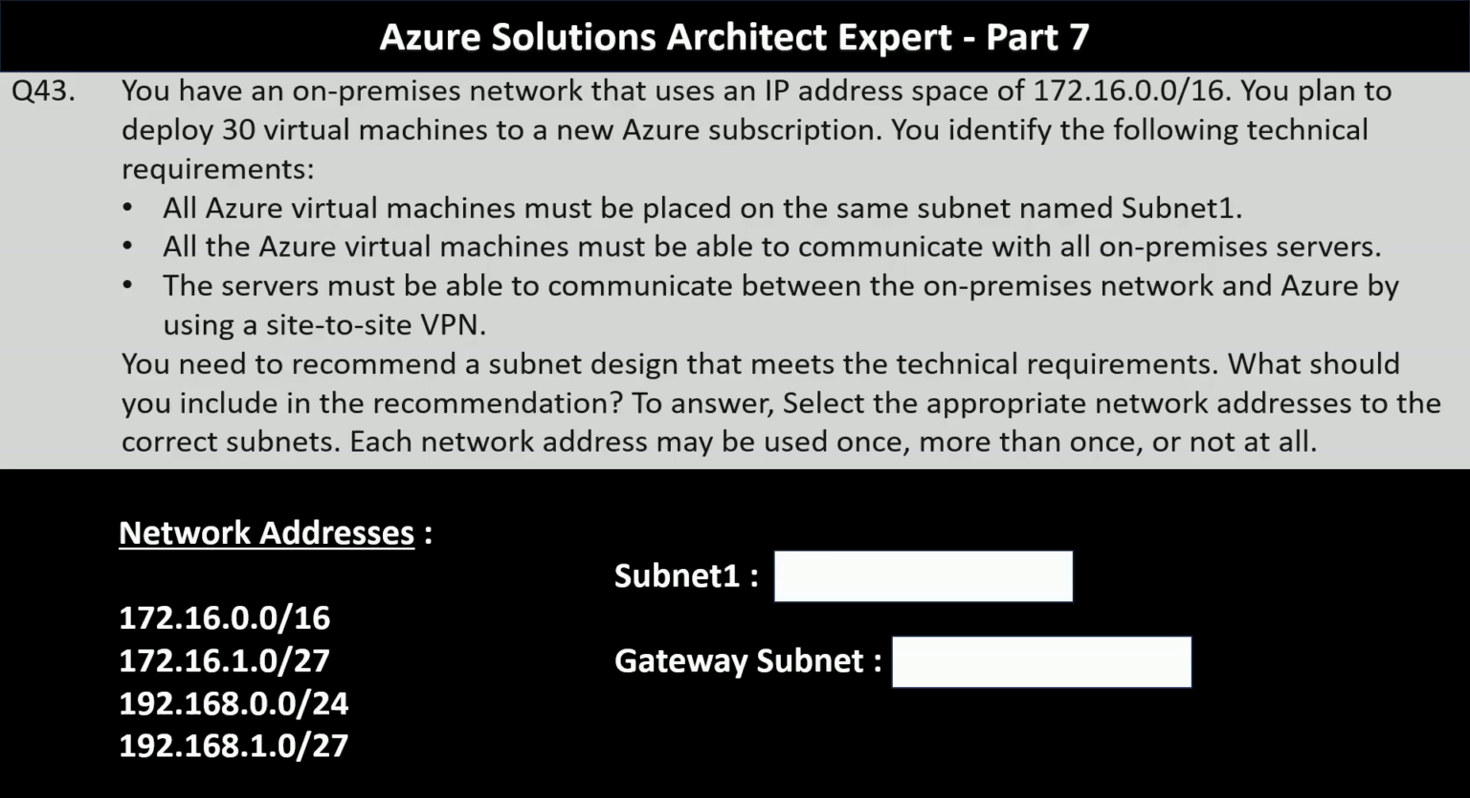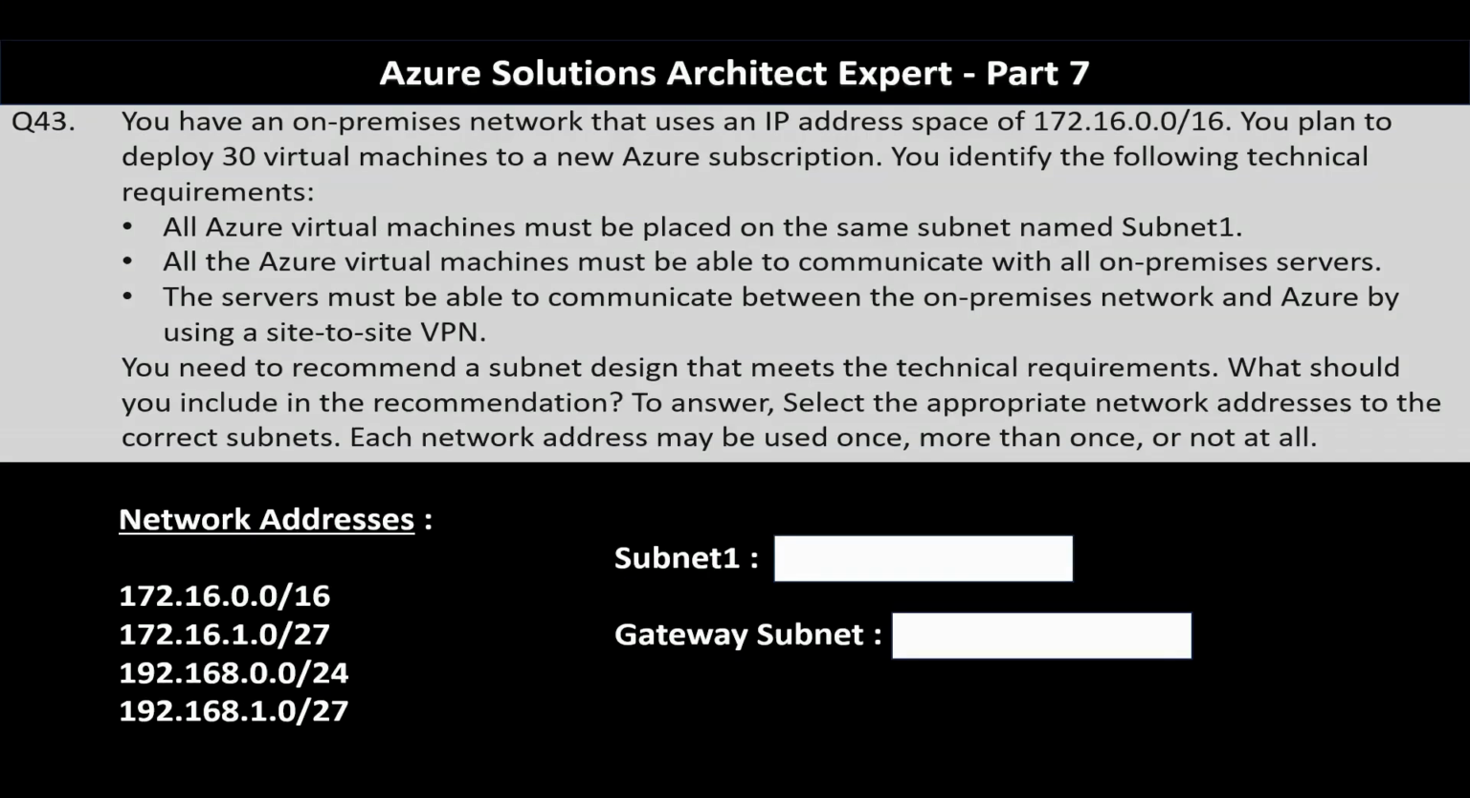172.16.0.0 with the prefix length of 16, 172.16.1.0 with a prefix length of 27, 192.168.0.0 with a prefix length of 24, and 192.168.1.0 with a prefix length of 27. You need to tell which network address should be used for subnet 1 and gateway subnet. Folks, you don't really need in-depth networking knowledge to answer such type of questions.